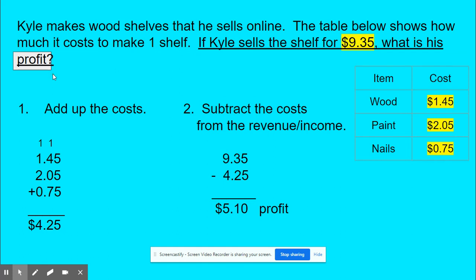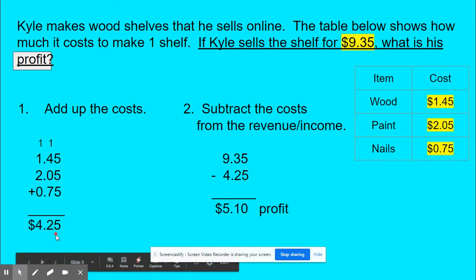B, I boxed my clue word, profit. I know that profit means to minus. Does that mean that's the only step I'm going to do? No, it's just saying one of the steps is going to be minus. So if I remember from the video that we watched earlier, the first step I have to do is add up all my costs. So I came to the chart and added up my $1.45, $2.05, and 75 cents, and I got $4.25. Well, I'm not done.